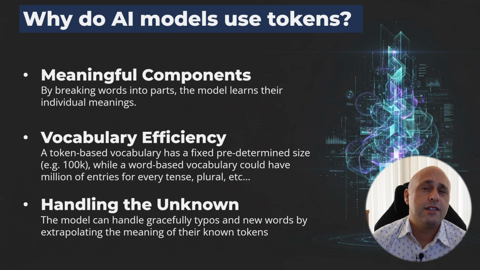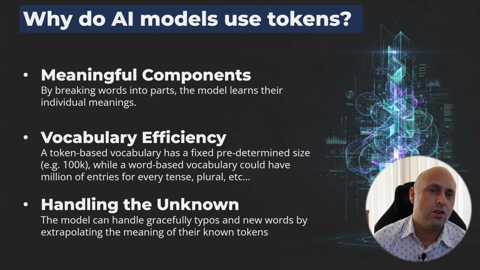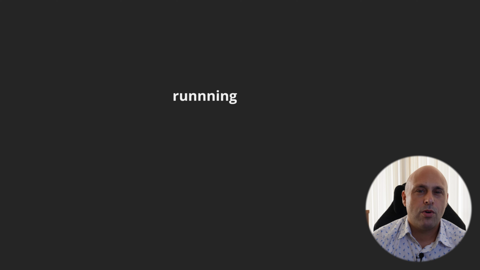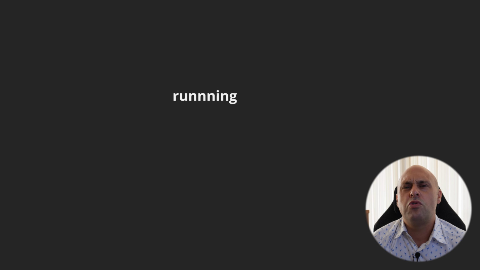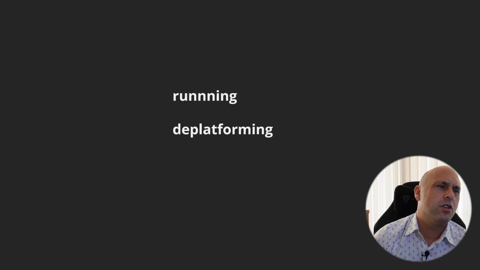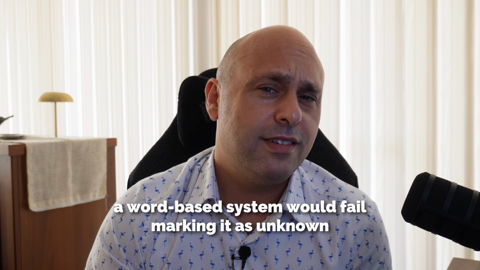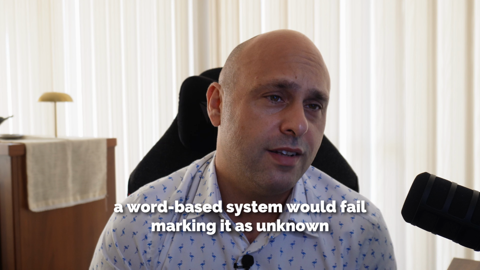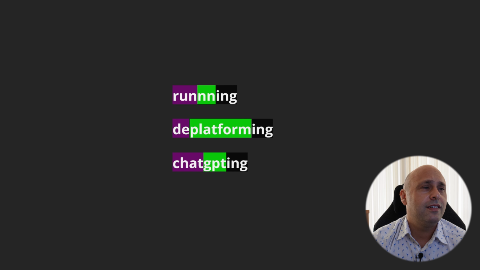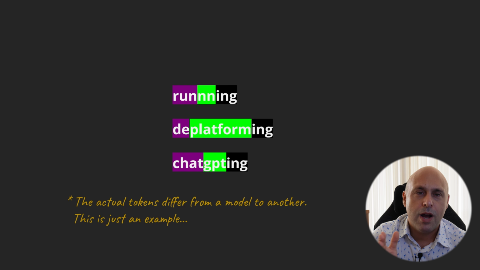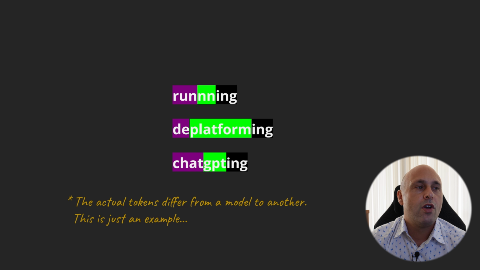And finally, tokens help us handle the unknown. What happens with a typo like running with 3 ends, or a new word like deplatforming or ChatGPT? A word-based system would fail, marking it as unknown. A token-based system gracefully handles it by breaking it down into smaller parts, like running or deplatforming, allowing the model to make a highly educated guess about its meaning.